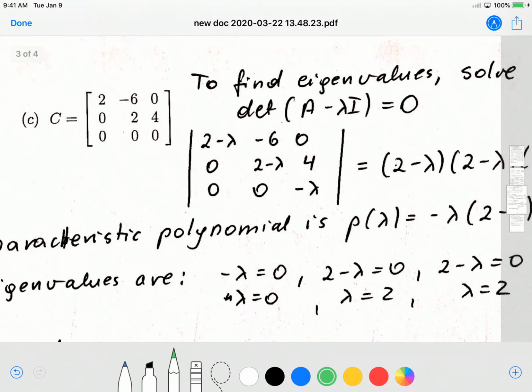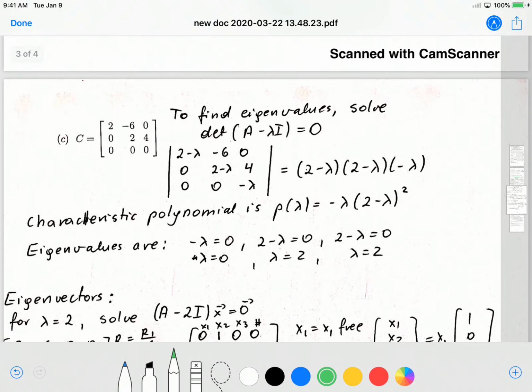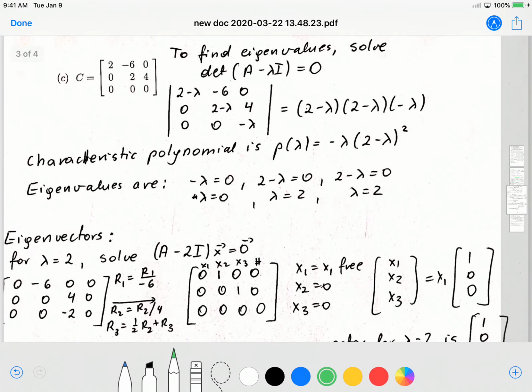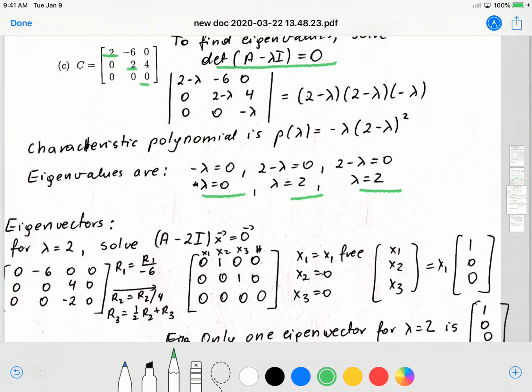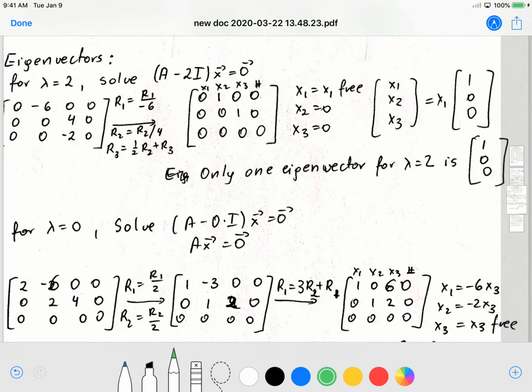And we do the same for the matrix C. To find eigenvectors, first we solve this equation. Actually, for a triangular matrix, we already know that eigenvalues are the numbers on the main diagonal. So my eigenvalues are 2, 2, and 0. And if you solve it the way we just learned it, you get the same numbers. So then we find the eigenvectors exactly the same.